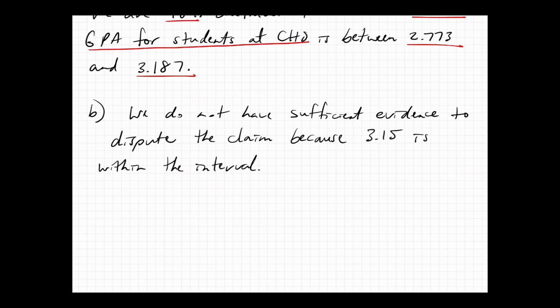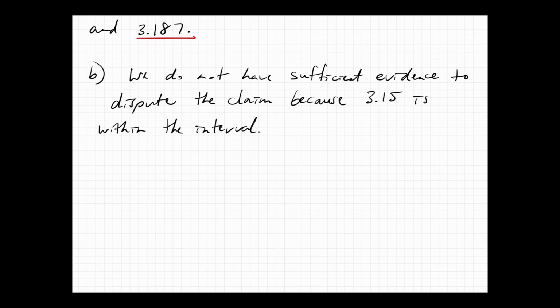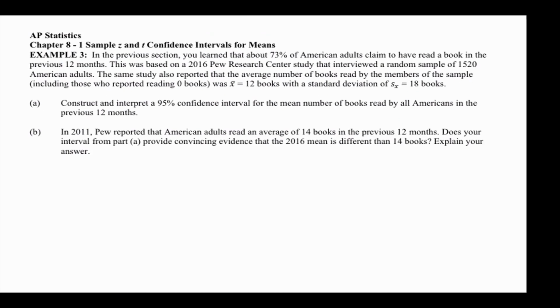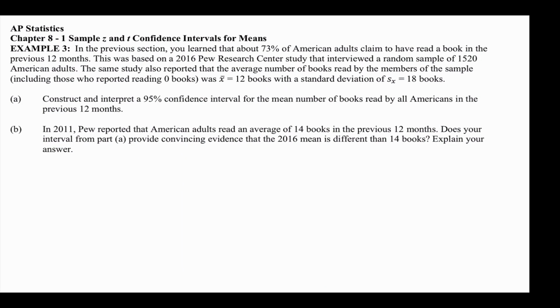Just be careful with that wording, because I'll have some people say, yeah, they're right, 3.15 is the true GPA. It could be, it couldn't be, I don't know. That's not what I'm doing. I'm just trying to estimate the true parameter. I don't know for exact. All right. What I want you to do now is do example number 3, A and B.